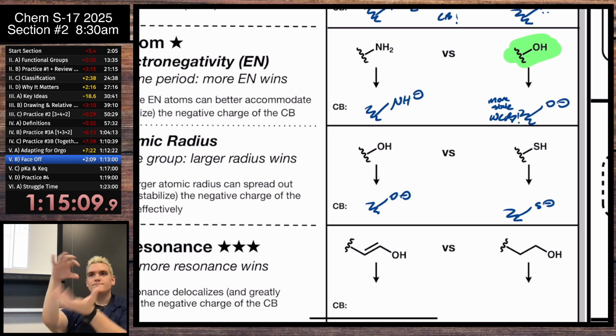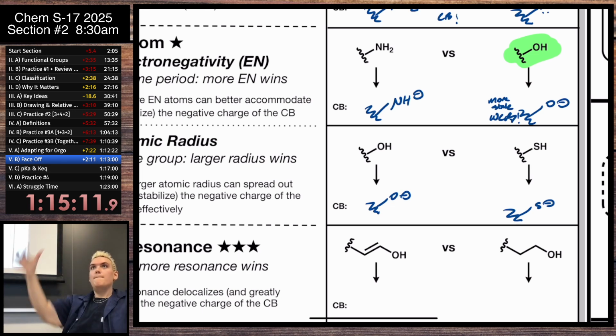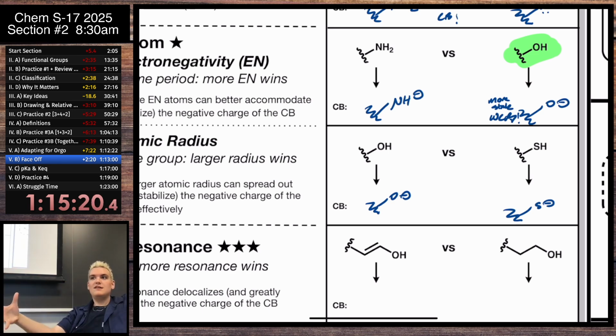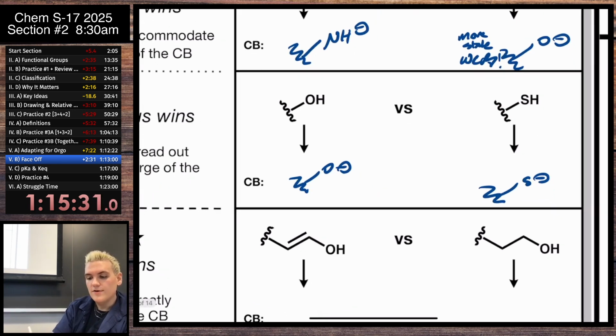This is oxygen. Sulfur is like a big old beach ball. So let's say you have a negative charge. Do you want to keep it constrained in a small ball, or do you want to spread it out in a big ball? Bigger ball, because we're spreading out that negative charge. It's not as densely packed, and so it's not as reactive. So that's why this sulfur is going to be the more stable conjugate base, or weaker conjugate base.